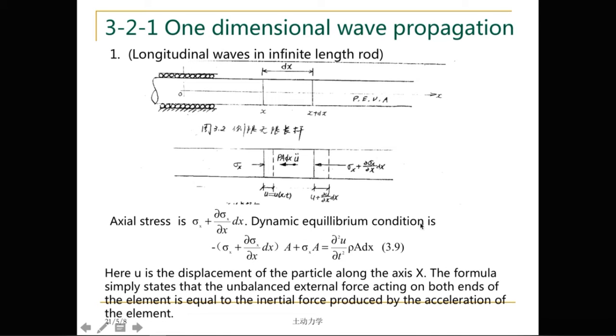Now we can create a dynamic equilibrium condition. The sum of force acting on two sides is just equal to the inertial force acting on the element. This is the dynamic equilibrium condition. Here, U is the displacement of the particle along the axis X. The formula simply states that the unbalanced external force acting on both ends of the element is equal to the inertial force produced by the acceleration of the element.